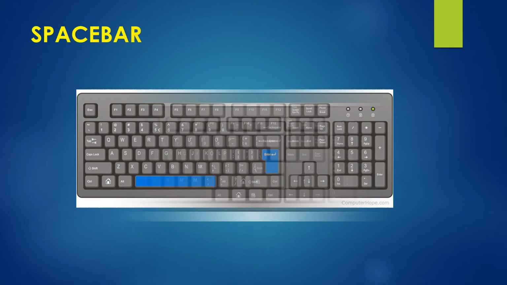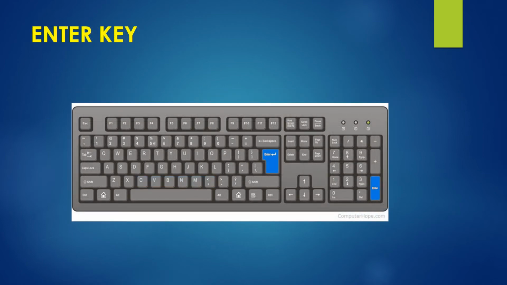Now enter key. See, there are two enter keys on the keyboard. You can see here the keys which are in blue color. These are the enter keys, and the enter key is usually found at the end of the middle row of alphabet keys. You can see the enter key is available. It is found on the right side of the alphabet keys, right?